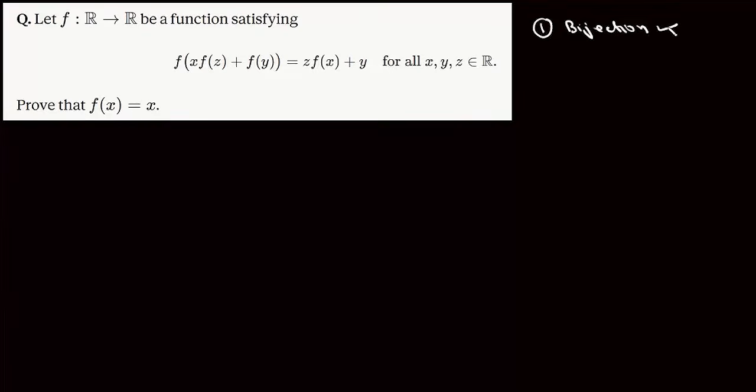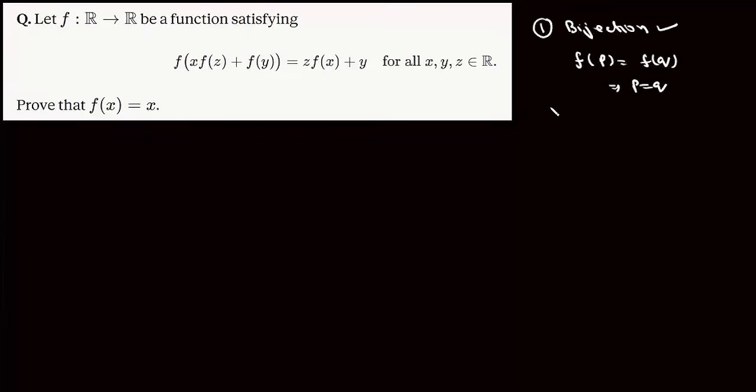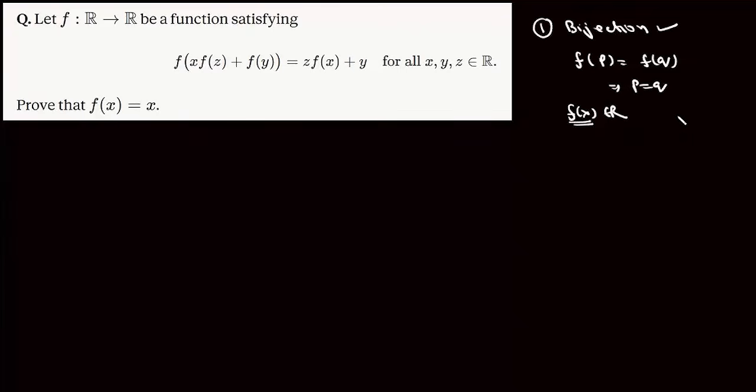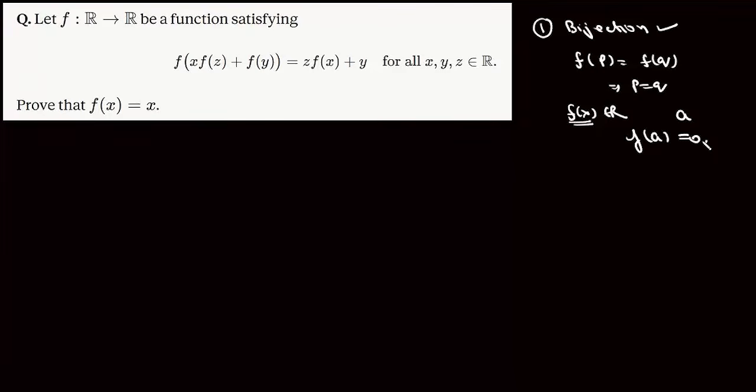Now with bijection, we are going to achieve two things. First is, if suppose we have f(p) equals f(q), and we know since it is one-one, we'll say p equals q. And with surjectivity, we know that the range of function f(x) is going to be all real numbers. And if f(x) belongs to R, then there exists a unique point a such that f(a) is 0. So this is our starting point. So in order to find a way ahead, we'll first prove bijection. Now we'll begin with injectivity. So we'll prove the function is injective.